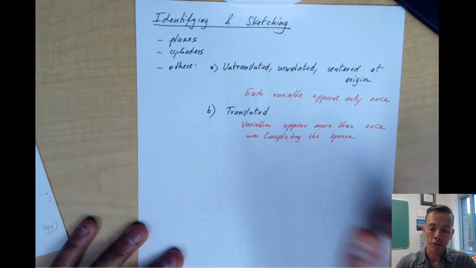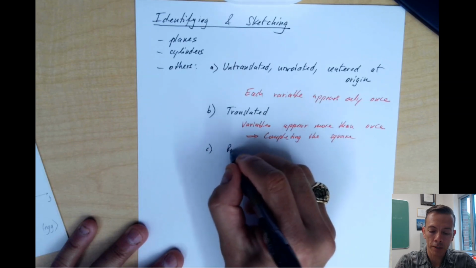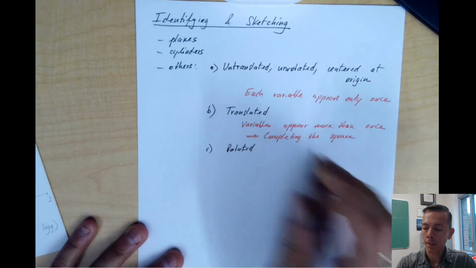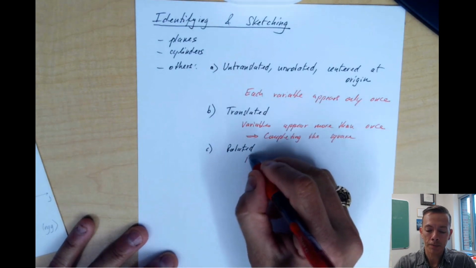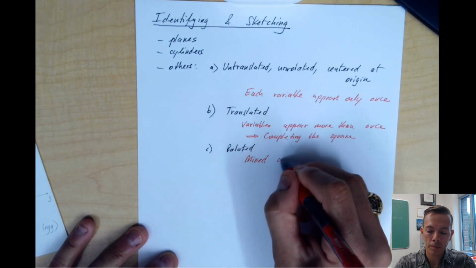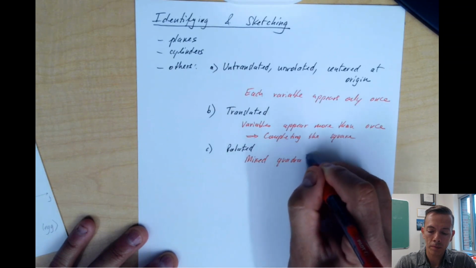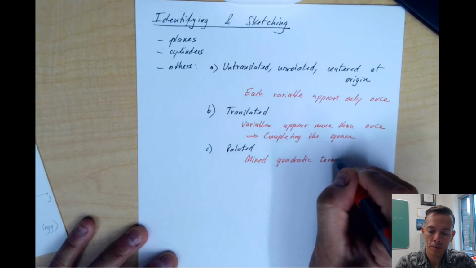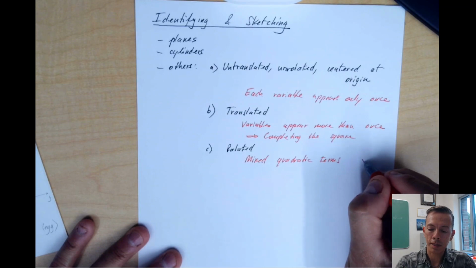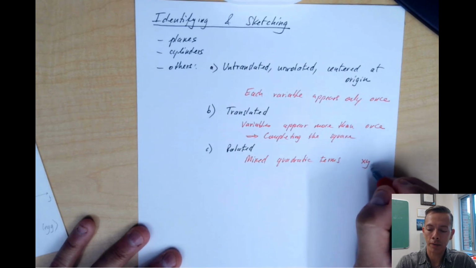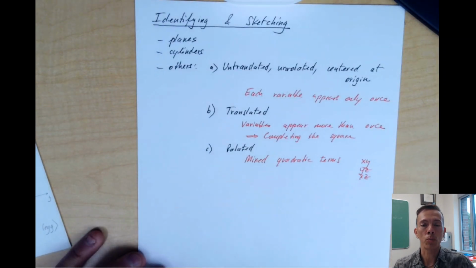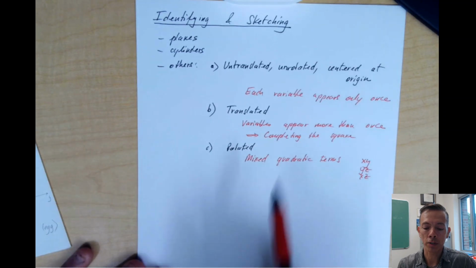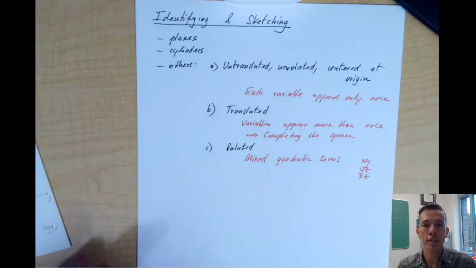And then finally, if you have rotated, that's when you have the appearance of the mixed terms. So terms that have xy, yz, or xz. We're going to leave those aside in this course. Those are more difficult to identify, so we're only going to look at translated and untranslated.